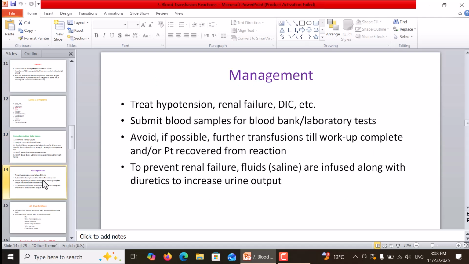We will manage such cases by treating hypotension, renal failure, DIC, etc. Submit a blood sample for blood banking or laboratory tests because, as I said, the most common cause of this reaction is ABO incompatibility or clerical errors. Avoid, if possible, further transfusion till workup is complete and or the patient recovered from the reaction. To prevent renal failure, fluid, it means saline, is infused along with diuretic to increase the urine output. By these steps, you can manage such a reaction.